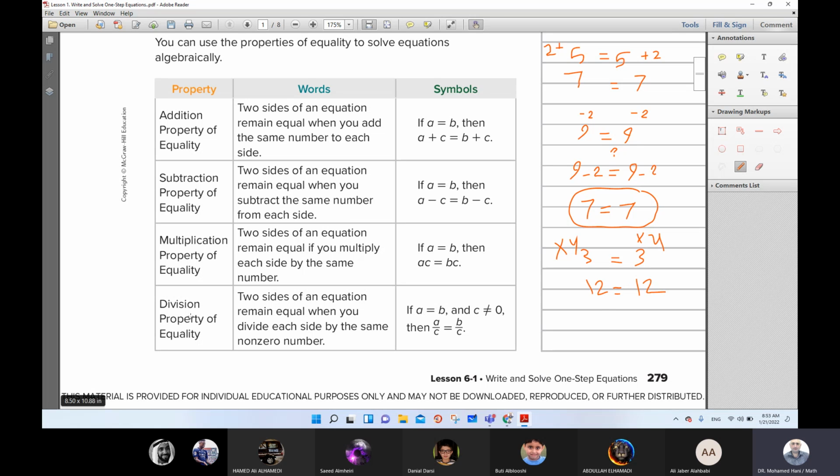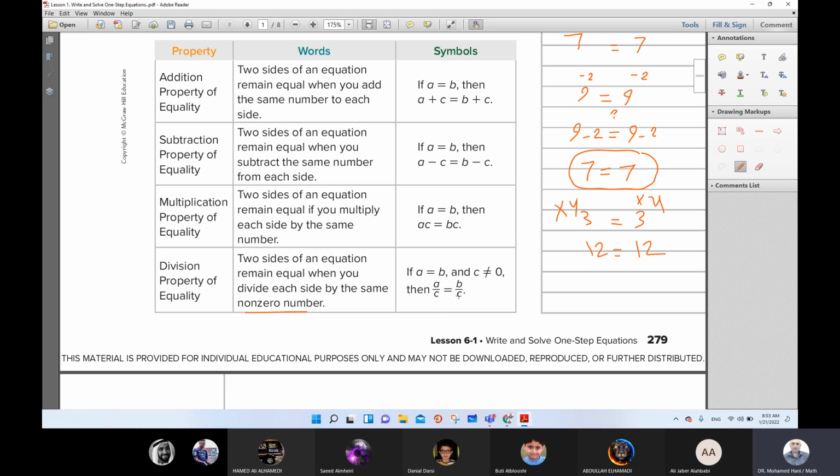The last property, division property of equality. Two sides of an equation remain equal when you divide each side by the same non-zero number. Suppose we have this equation a equals b, and we choose a number like c, but this number doesn't equal 0. This number can be any value, but not 0. And I will divide the two sides by this number. a divided by c, is it equal to b divided by c?